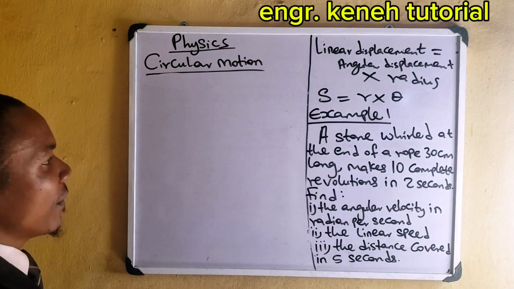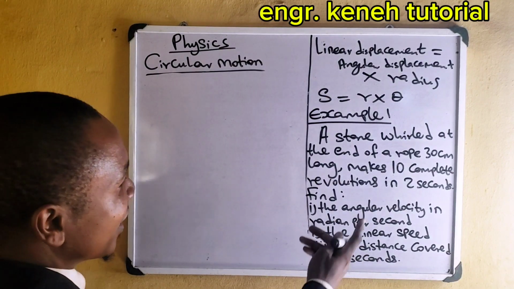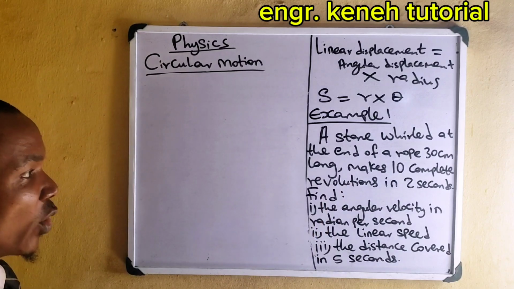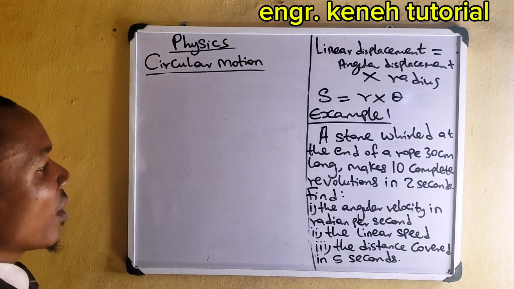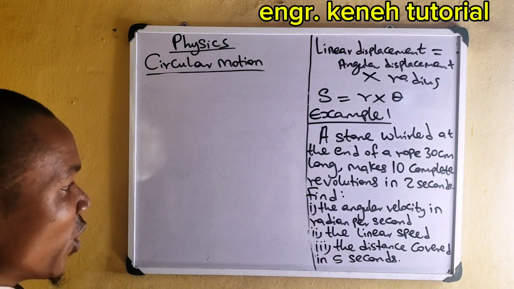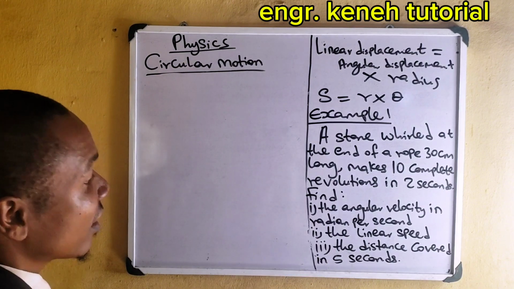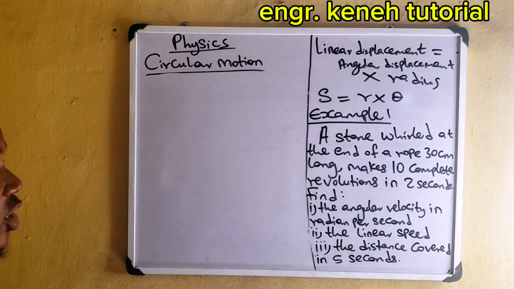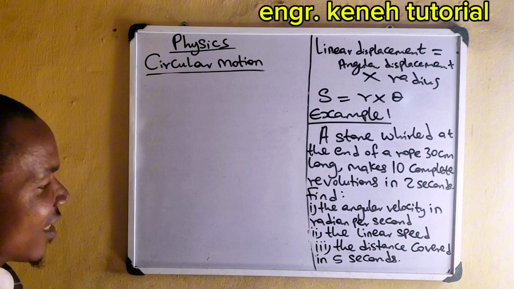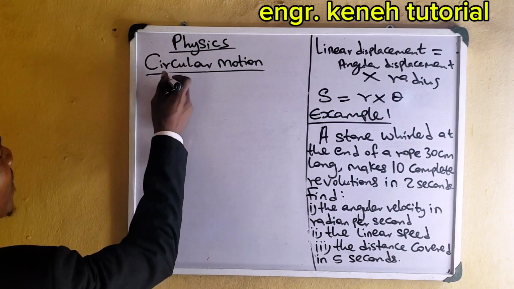All right, we have example one. Example one says that a stone is whirled at the end of a rope 30 cm long, and makes 10 complete revolutions in 2 seconds. Find (i) the angular velocity in radian per second, (ii) the linear speed, (iii) the distance covered in 5 seconds. All right, so we have the solution like this.